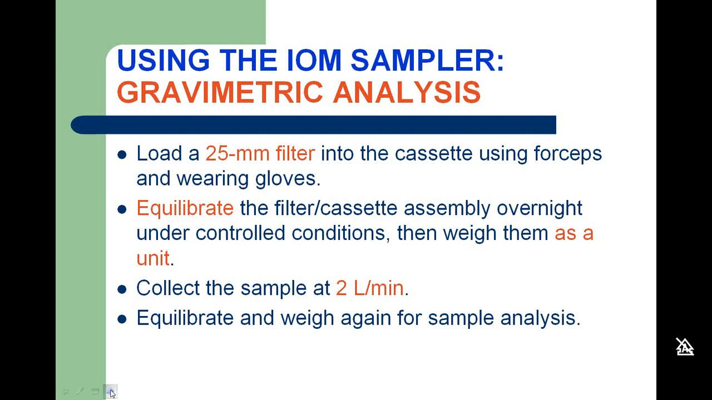To use the IOM sampler for gravimetric analysis, first, load a 25 millimeter filter into the cassette. Then equilibrate the filter cassette overnight under controlled conditions of temperature and humidity and weigh them as a unit. Do not desiccate the cassette filter assembly. Collect the sample at 2 liters a minute. And then, after sampling, equilibrate and weigh again following the same procedures for analysis.